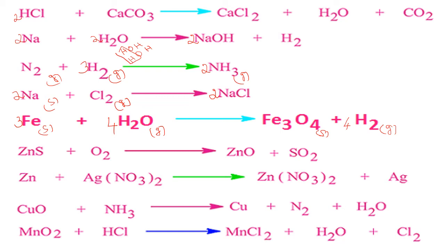Next question is zinc sulfide combines with oxygen to form zinc oxide and sulfur dioxide. Now oxygen is not balanced. How many oxygen are there on the product side? 3, and reactant side only 2. So let us make it 6. Here also 2. Now you have to write 2 here, 2 zinc sulfide.